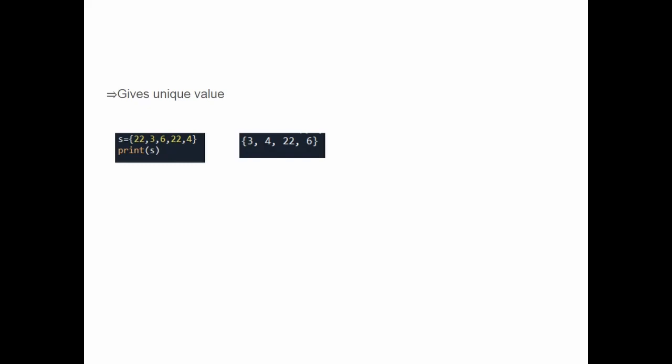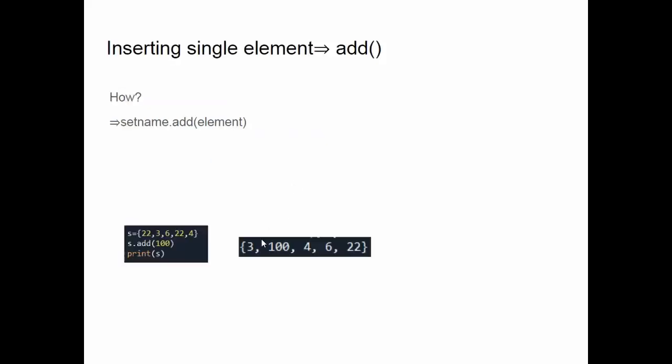First thing is we have to use curly braces. Second thing, how it is different from the list is that assignment operation is not allowed, and how it is different from the tuple and the list is that repeated values are displayed only once.